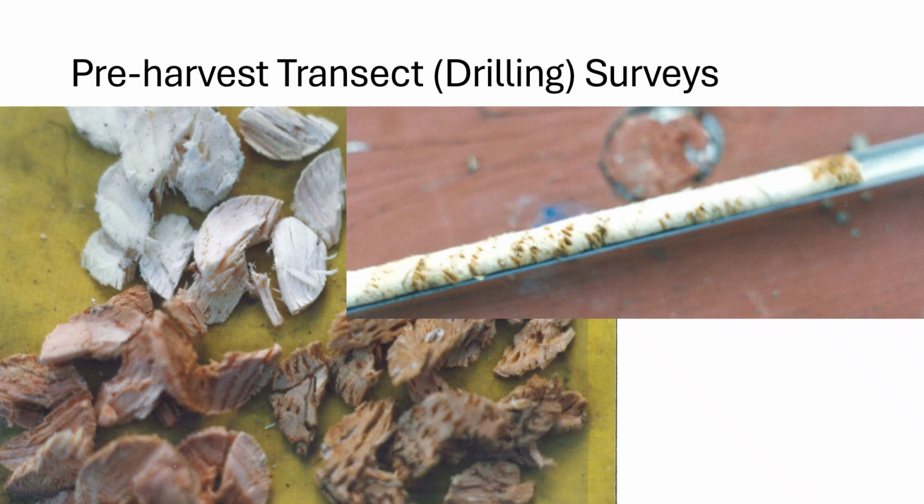The easiest way to survey for tomentosus root disease is right after harvesting through a stump top survey. It is possible to do a pre-harvest assessment using a drill or increment bore. In the photo on the left, you can see drilled chips. The top left is healthy chips, bottom left is stain chips, and the bottom right is chips with advanced tomentosus decay. You can also see the advanced decay in this particular increment core.